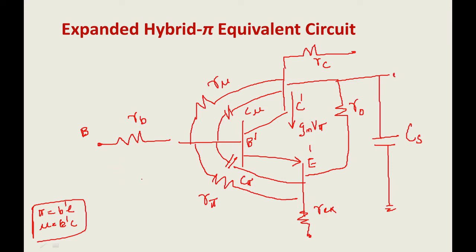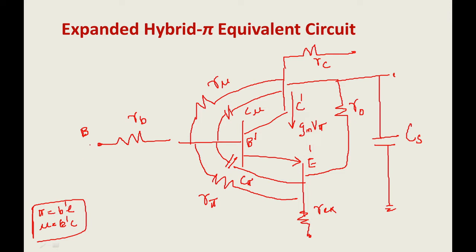So I will repeat again. R pi is called the forward resistance, that is a diffusion resistance. C pi is called the diffusion capacitance, and R mu is called the reverse resistance, and C mu is called the reverse capacitance, that is a transition capacitance. The forward bias is given with the subscript pi, that is nothing but B dash E, and the reverse bias is designated with the subscript mu, that is nothing but B dash C.